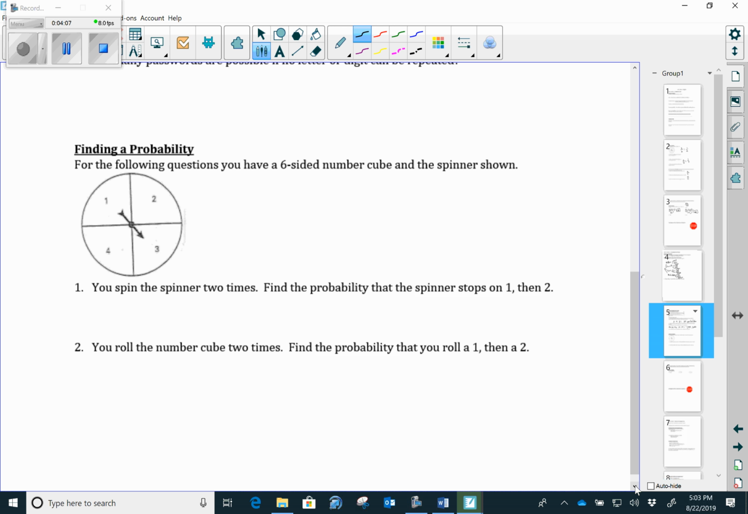Finding the probability. For the following questions, you have a 6-sided number cube and a spinner. You spin the spinner 2 times. Find the probability that the spinner stops at 1, then 2. Well, you have a 1 in 4 chance to get 1, so 1/4 times the possibility of then getting a 2, which is still 1/4. And then you multiply those across and you get 1/16. Now try number 2.